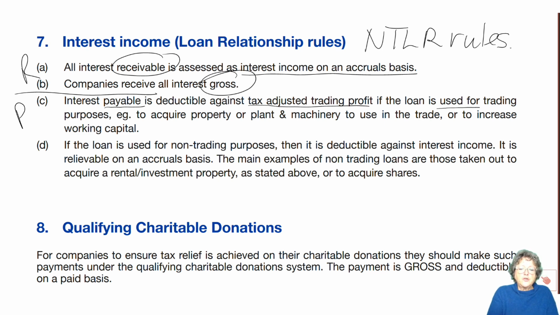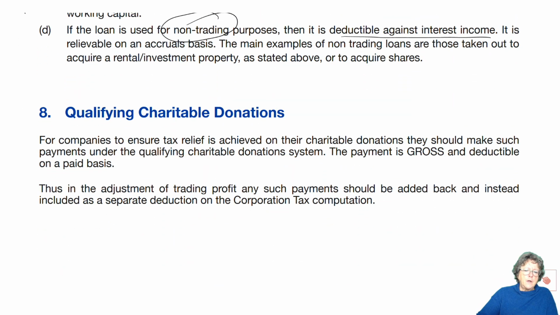If it's for trade purposes, leave it where it is. Okay. If you see the word non-trade or property, okay, then you deduct it from interest income. So you add it back in the trade profits and then you deduct it. It is an allowable expense, but you deduct it from the interest income. QCDs are basically charitable donations that have been paid, and you always make the gross payment, not like individuals who make net payments.